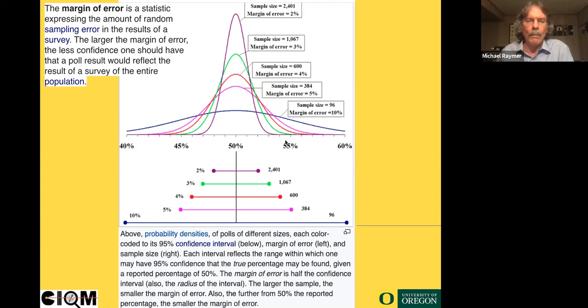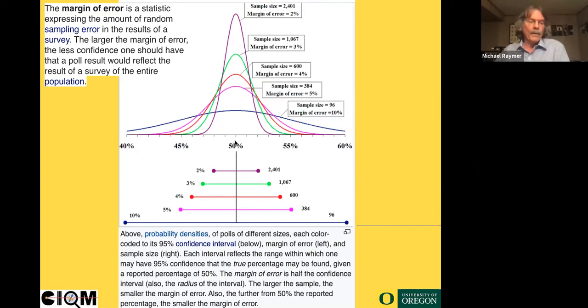If you run a poll with a fairly small number of samples, like here's 96 samples only, you go out and you ask 96 people to give me a yes or no answer on a question. And then you report the result. There's a very broad distribution, which means you're not really sure if the given answer is representative of a much larger population.